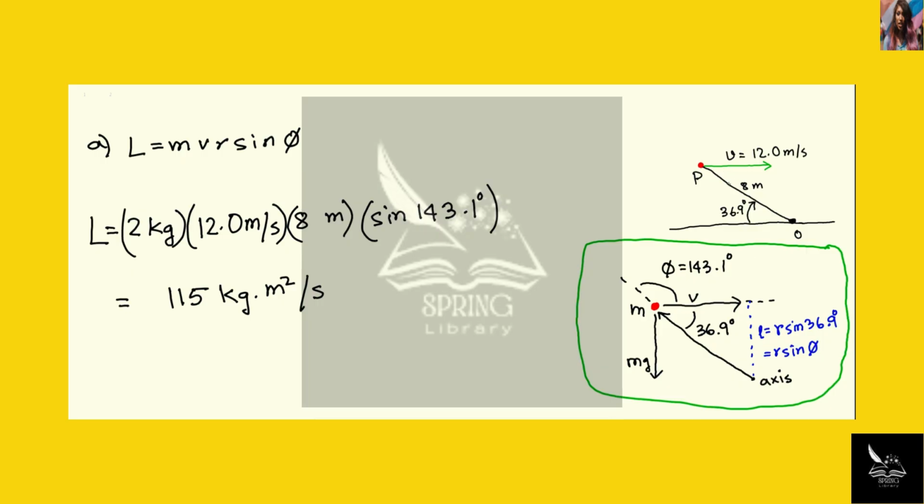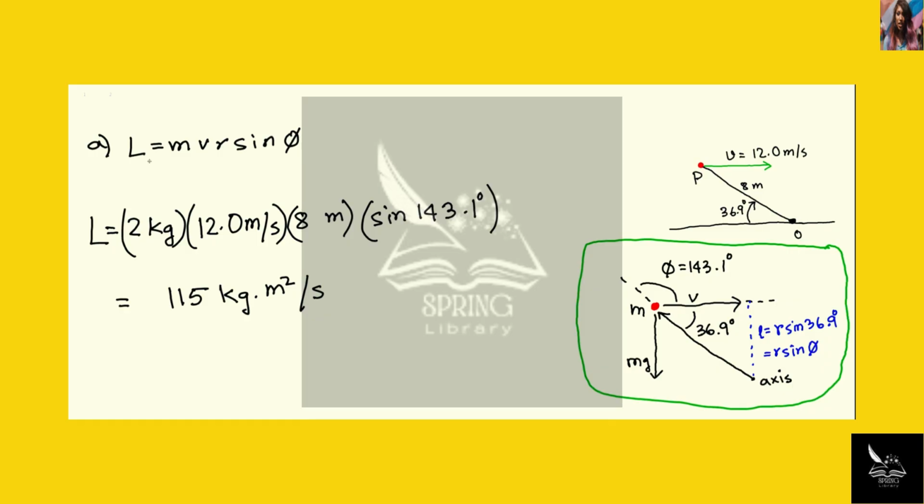Now we see that since this line and the green line are parallel to each other, this angle is equal to this angle. So that means this angle right here, we call it phi, should be equal to 180 degrees minus 36.9, which is 143.1 degrees. Now we'll talk in a second about what this means, but let's see what we need to do to find the angular momentum.